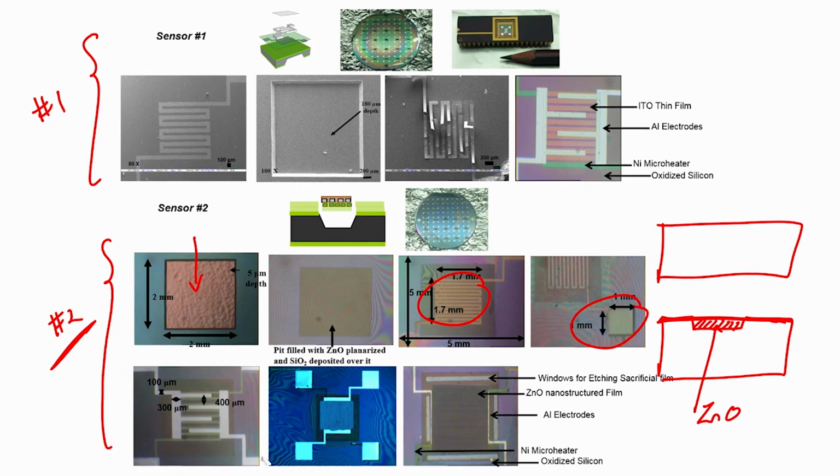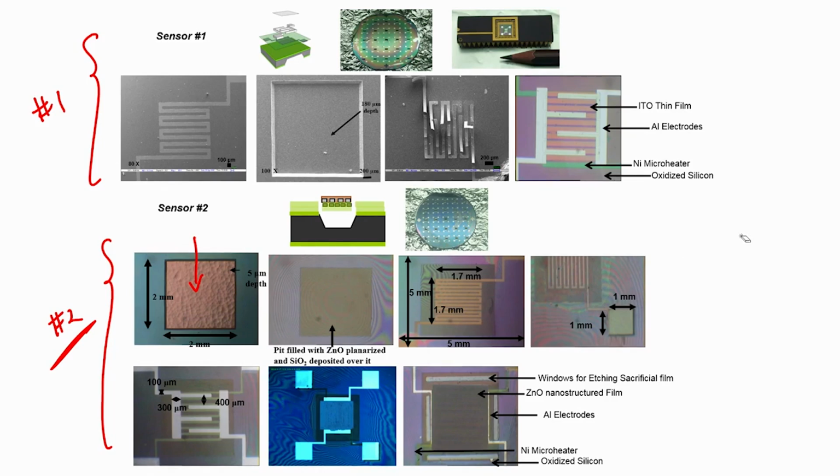The advantage of this particular technique is that now you can see the heater requires less power compared to this, because it has to heat only a few microns of layer, whereas in this case it has to heat about 100 microns of the diaphragm. So, the power consumption in sensor number 2 is less compared to sensor number 1. However, the mechanical stability of sensor 2 is poor compared to sensor 1.